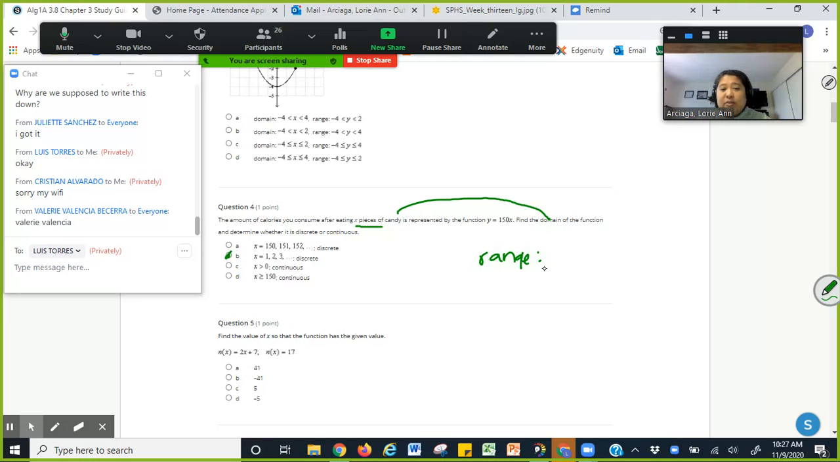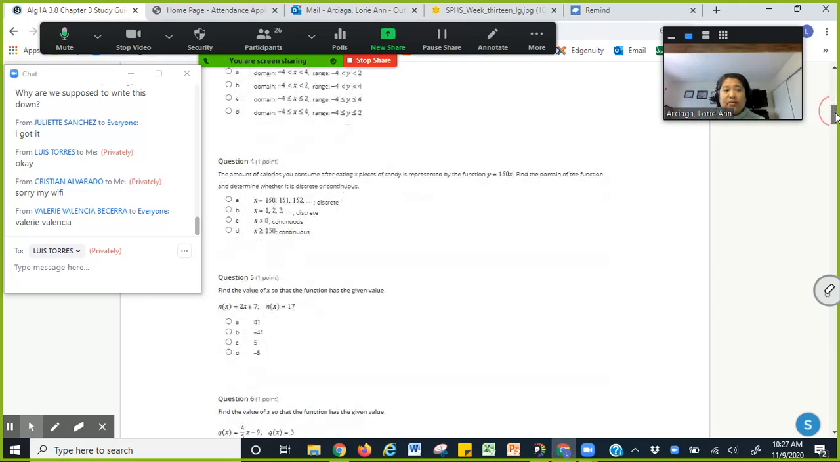So the range will be 150 times 1 is 150. 150 times 2 will be 300. 150 times 3 will be 450, and so on. So the range may be different. Okay? All right. Any questions about domain and range? Numbers 1 through 4 in your chapter test will be about domain and range. Questions in the chat? No questions?